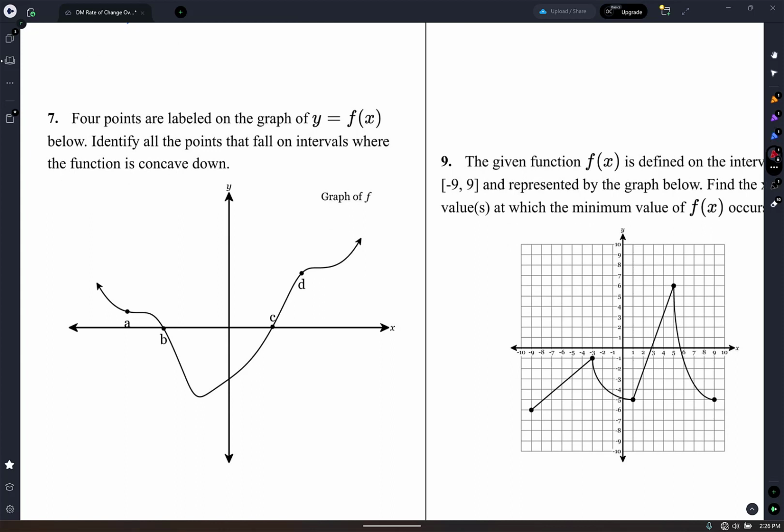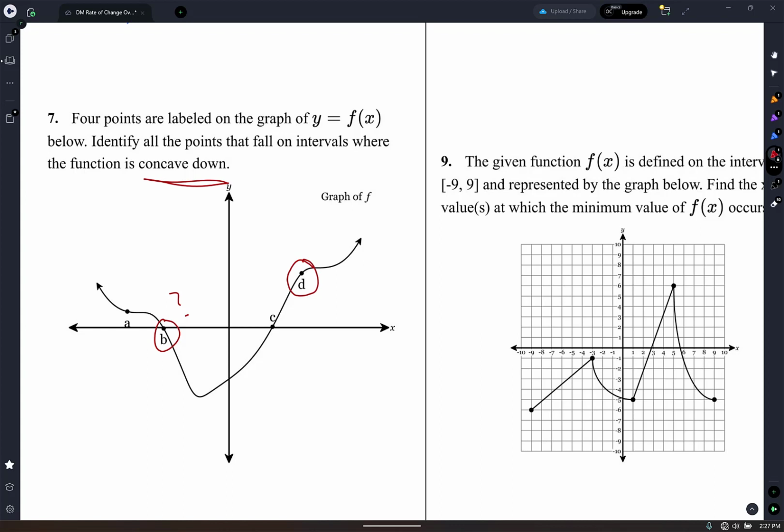Concave up, concave down. So look, they want to know which one of these are concave down. It looks like letter D for sure. And then maybe letter B. I'm going to put a question mark because that looks like it could be a point of inflection where it changes from concave up to concave down. Yeah, it looks like it's concave down. Does that make sense, guys?